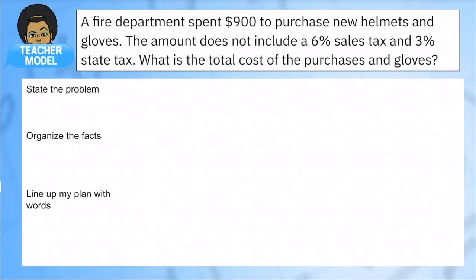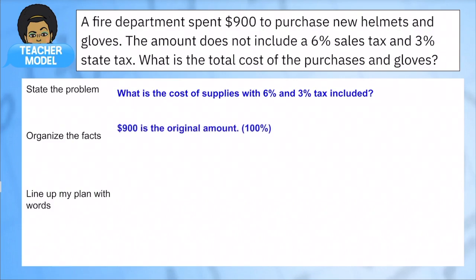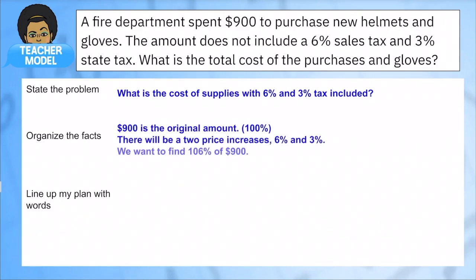A fire department spends $900 to purchase new helmets and gloves. The amount does not include a 6% sales tax and 3% state tax. What is the total cost of the helmets and gloves? So what do we want to know? We want to know the cost of the supplies with the 6% tax and the 3% tax included. And this is what we know. We know the original. We know there are two price increases, a 6% and a 3%. And we want to find, for example, 106% of 900. Like that's if we added just the 6% to it, but we want the 6% and the 3%. So here is our question.